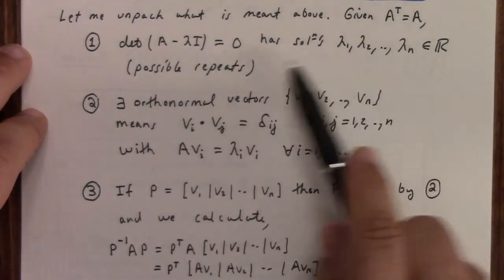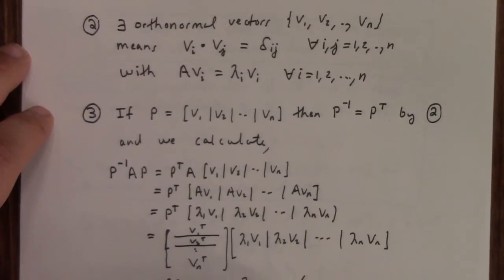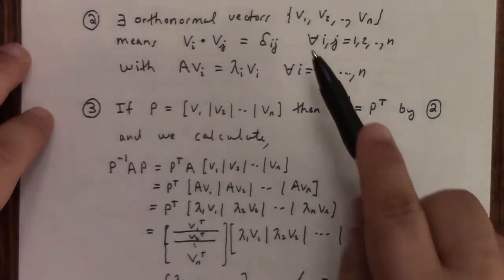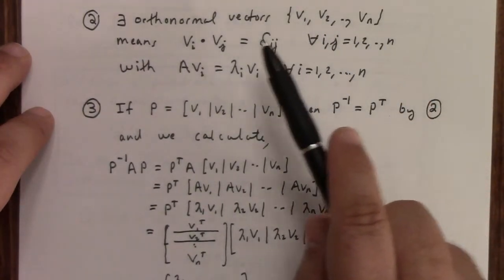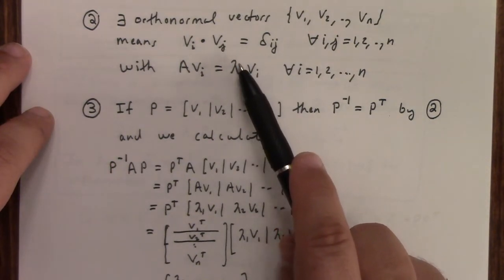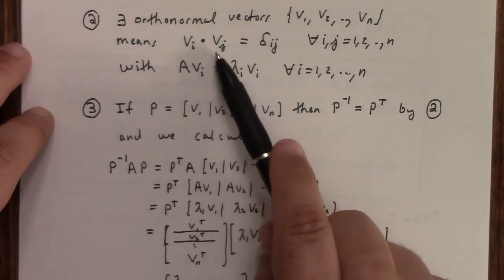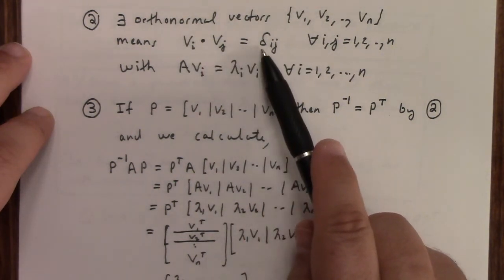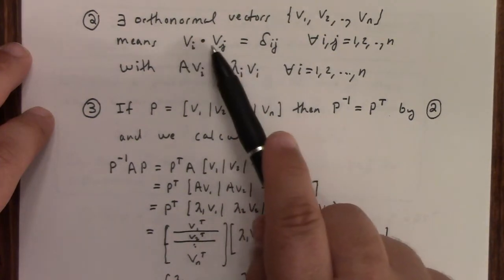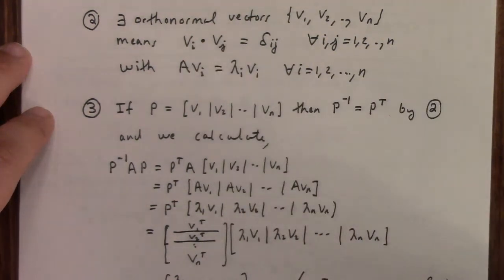These don't have to be distinct, they could be repeated. Number two, the eigenvectors corresponding to those solutions, v1 through vn, can be chosen. They don't automatically come this way, but you can make them this way: orthonormal. In other words, the dot product of them is either 1 or 0. So these have length 1, and they're all perpendicular. And of course, they're eigenvectors.